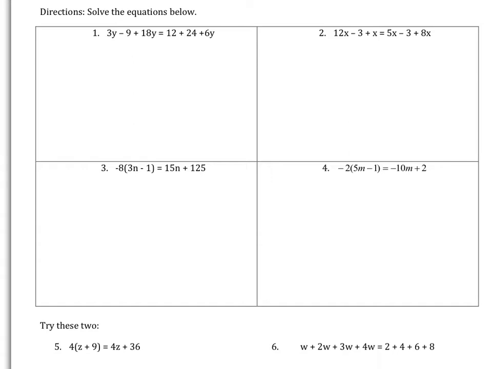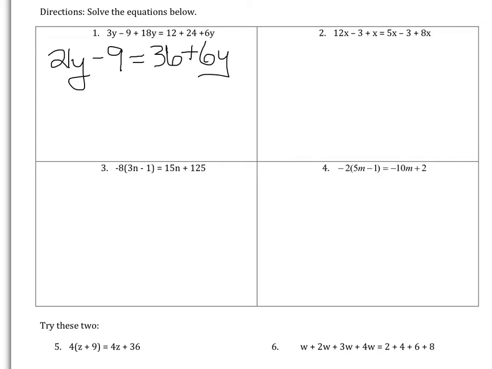The very first thing I'm going to do is combine like terms. My like terms are 3y and 18y. 3y plus 18y is 21y. And then I'm just going to rewrite the minus 9 on that side of the equal sign. On the right hand side of the equal sign, I have 12 and 24 are like terms. 12 plus 24 is 36. And then I'm just going to rewrite the plus 6y.